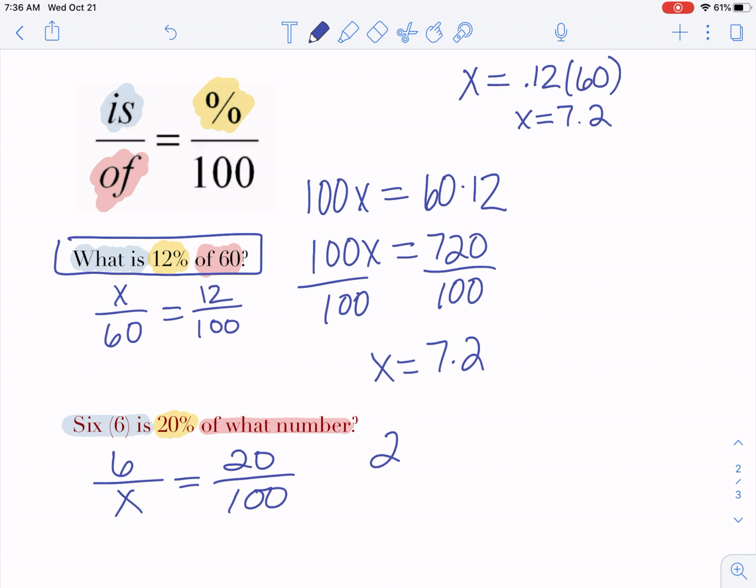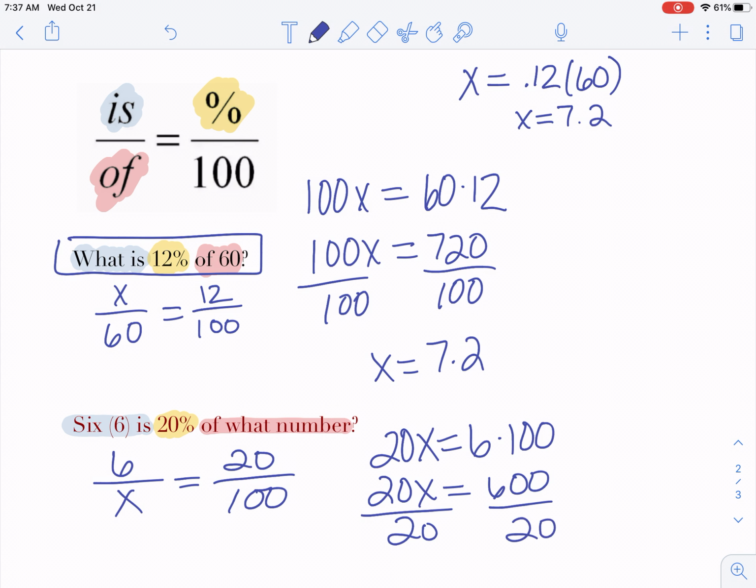Once again, setting my cross products equal to each other to solve out for my missing variable, and then doing my multiplication in inverse operations to solve out for x will give me a value of 30. I do not need to include a percentage symbol because I'm not asked to find the percent, I'm asked to find a number.